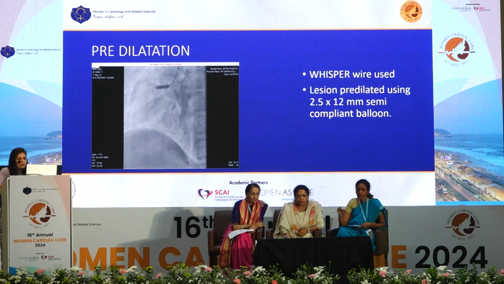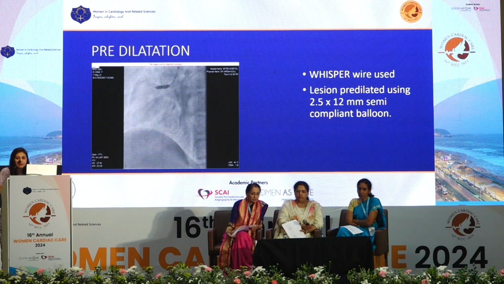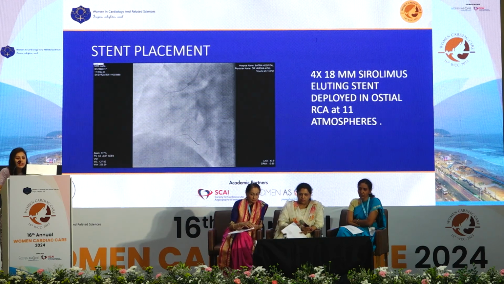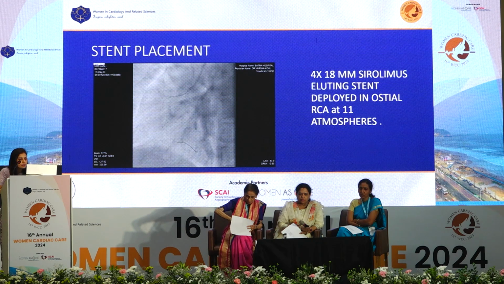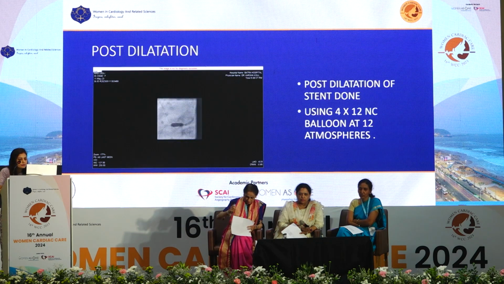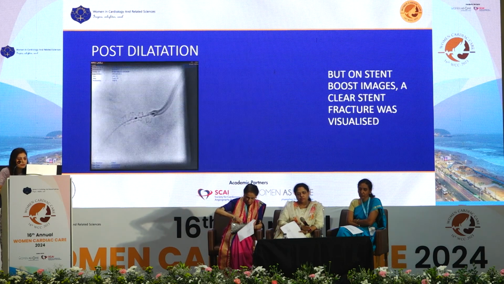We used a Whisper wire. The lesion was pre-dilated using a 2.5 x 12 mm semi-compliant balloon. We used a 4 x 18 mm sirolimus eluting stent, deployed in the ostial RCA at 11 atmospheres, which was the nominal pressure of that stent. Then we did the post-dilatation of the stent using a 4 x 12 non-compliant balloon at 12 atmospheres. When we did the stent boost, we saw the stent fracture in the ostium of the RCA.